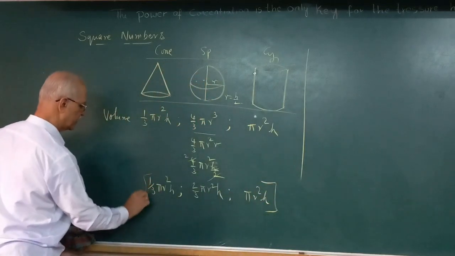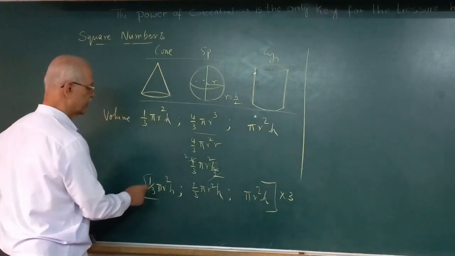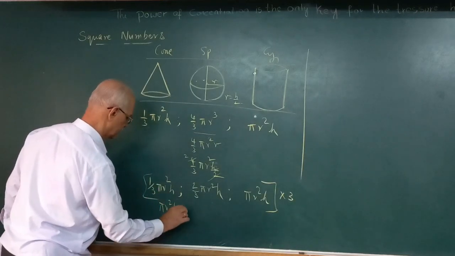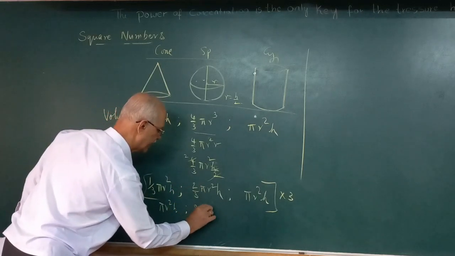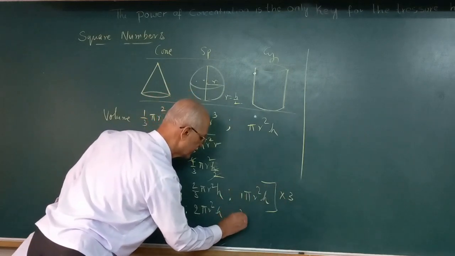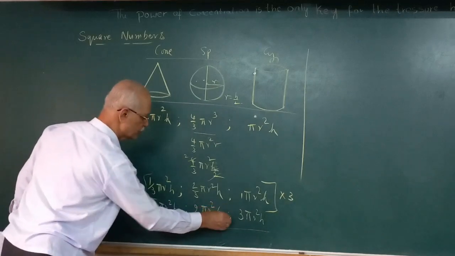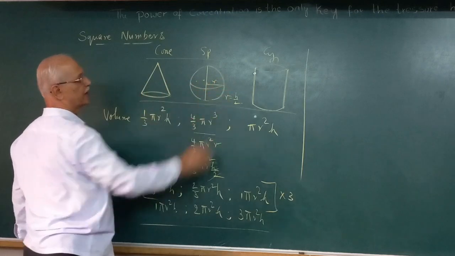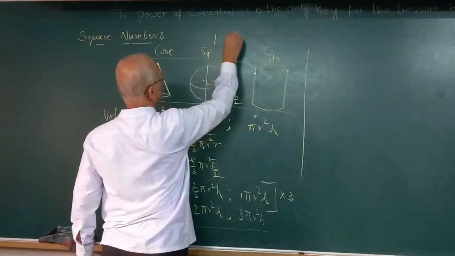Suppose you multiply the whole thing by 3 to remove this fraction, what do you get? Cone: pi r squared h, 3 cancels. Sphere: 2 pi r squared h. Cylinder: 3 into 1, 3 pi r squared h. So they are in the ratio of 1:2:3. The volumes are in the ratio of 1:2:3.